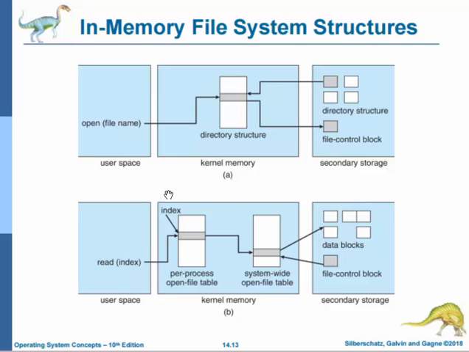In the user space, a read index will be used here to locate the index of the file, and the index will be searched in the per-process open file table. Then it will proceed to the system-wide open file table, and the search will continue onto the data blocks and file control block.